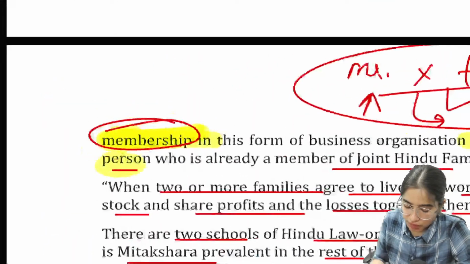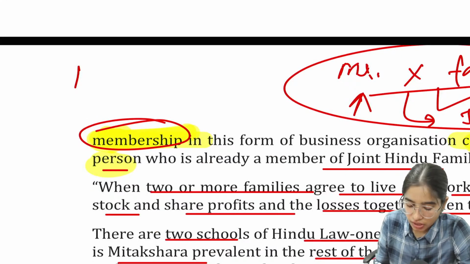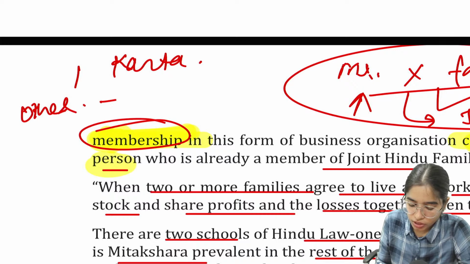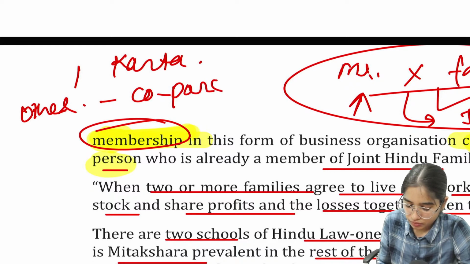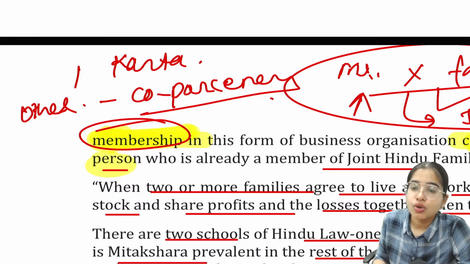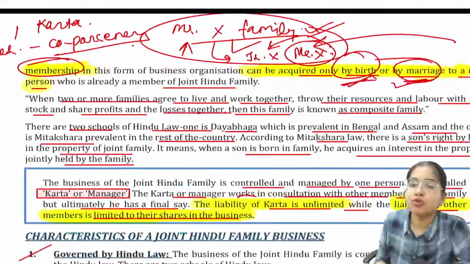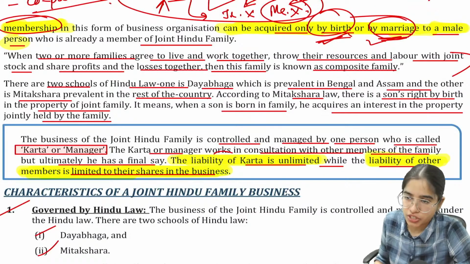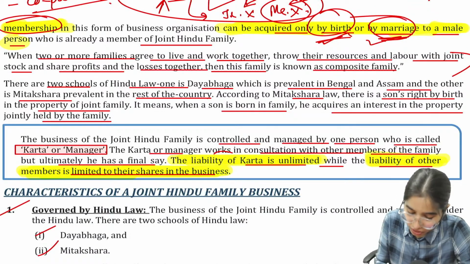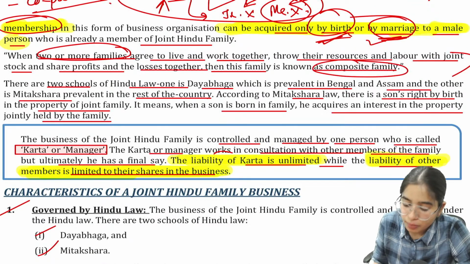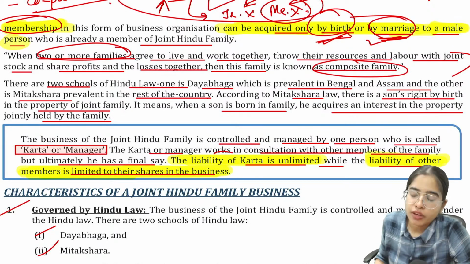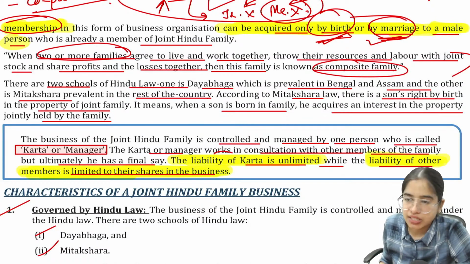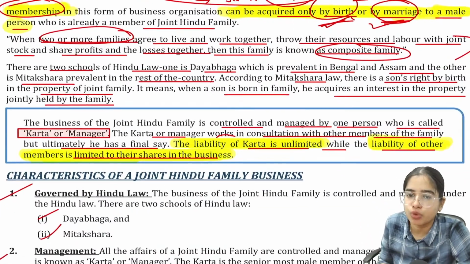And in HUF, there is one senior most male member. That person is known as Karta, and all other members are known as co-partners. Even two or more families can make a joint HUF. So if there are two families, and they together want to make a HUF, can they make it? The answer is yes. Even two families can make a joint HUF.